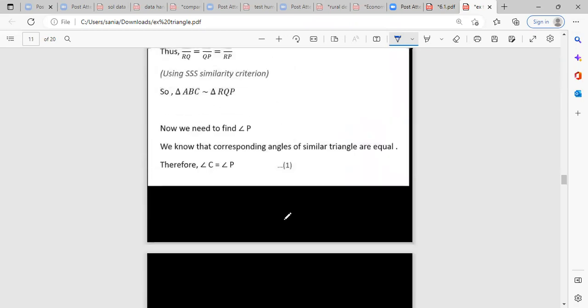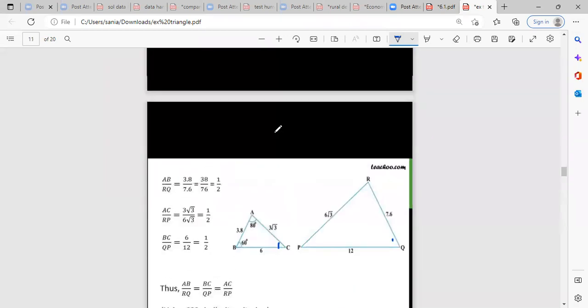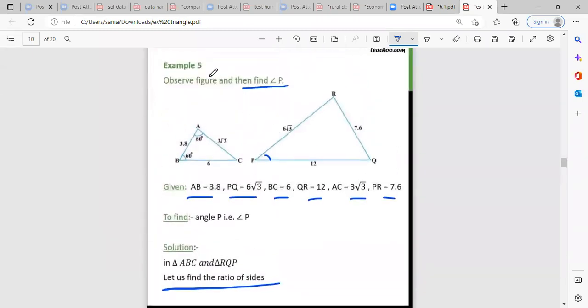I hope you will find it on your own. You know the angle sum property, right? So first of all, what you will do, you will write it and then you will find C on your own, and whatever the C will be, it will be equal to P. Okay?